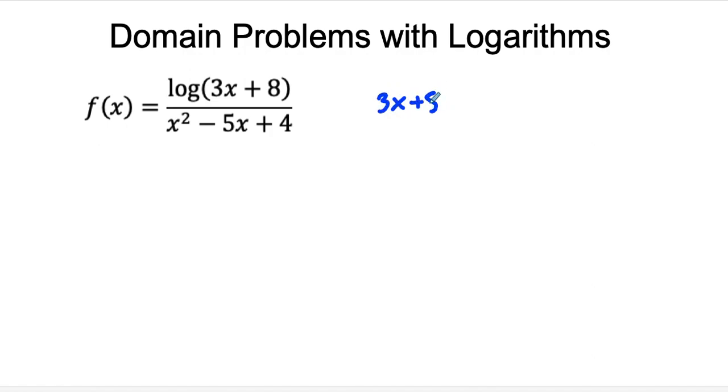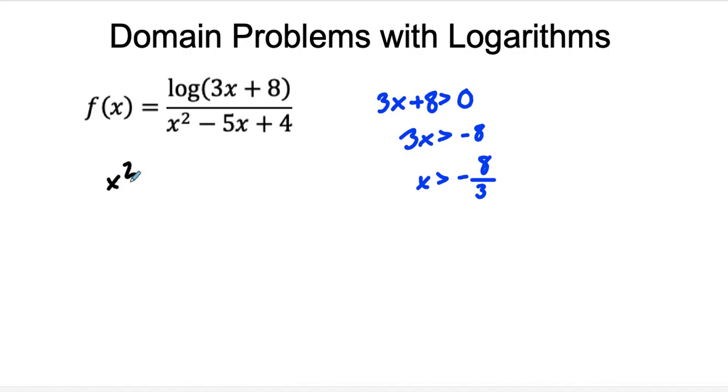So the first thing I'm going to do here is say 3x plus 8 has to be greater than 0. So that means 3x is greater than negative 8, and then x has to be greater than negative 8 over 3. Not greater than or equal to, because we also can't have a 0 inside there. So x has to be greater than negative 8 over 3. All right, we're going to leave that for a second and come back to it.